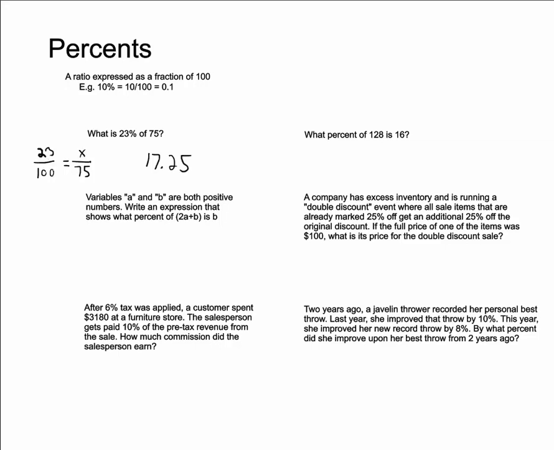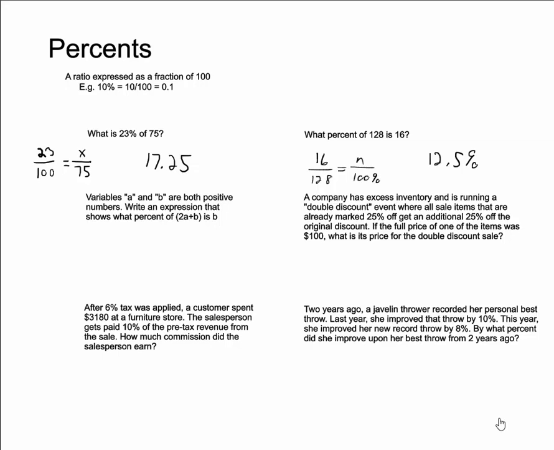What percent of 128 is 16? What we can do here is take 16 over 128 and set that equal to some value n over 100%. Now, to solve for that value of n, we just need to multiply both sides by 100%. That gives us 12.5%.